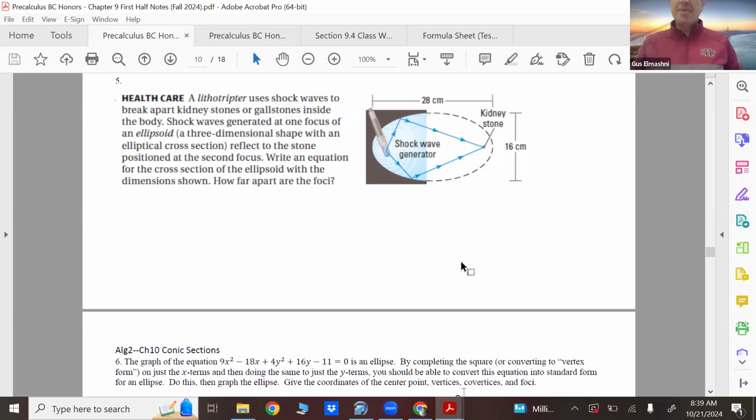Okay. That's pretty simple. What's the major axis? What's the length of your major axis here? What's the length of the major axis? 28, yeah. What's the length of the minor axis?